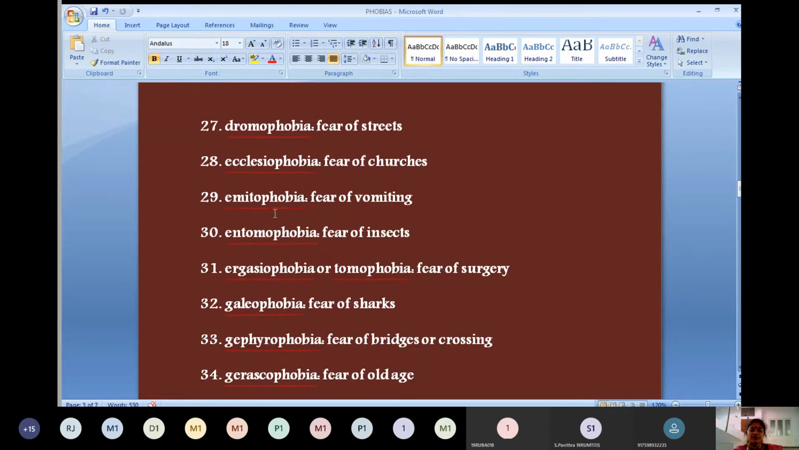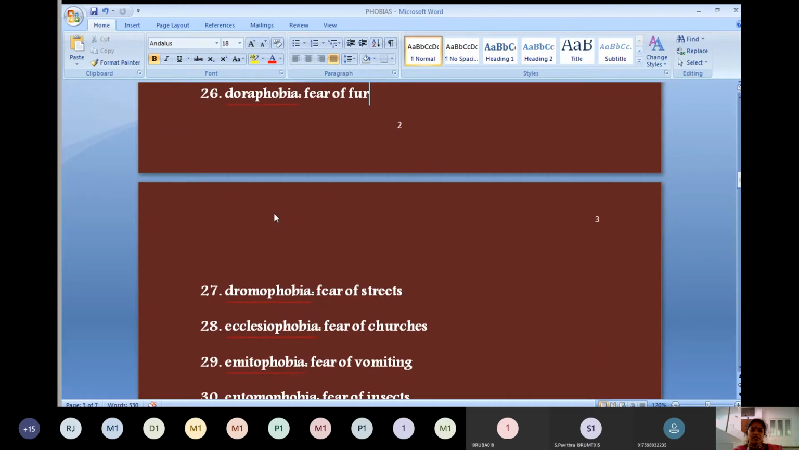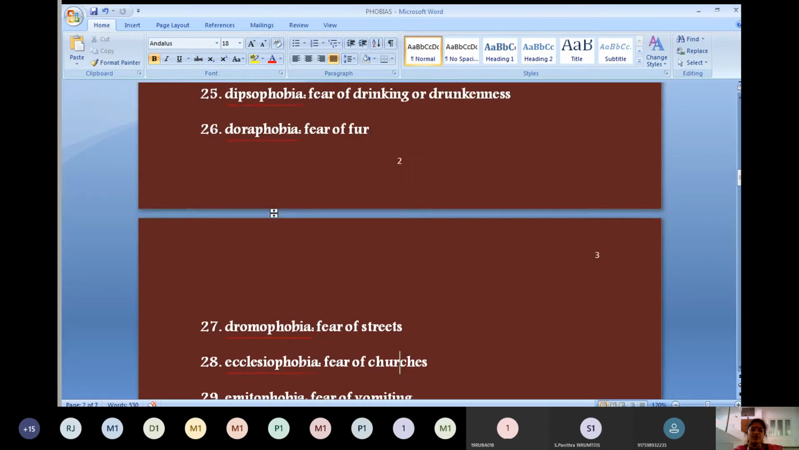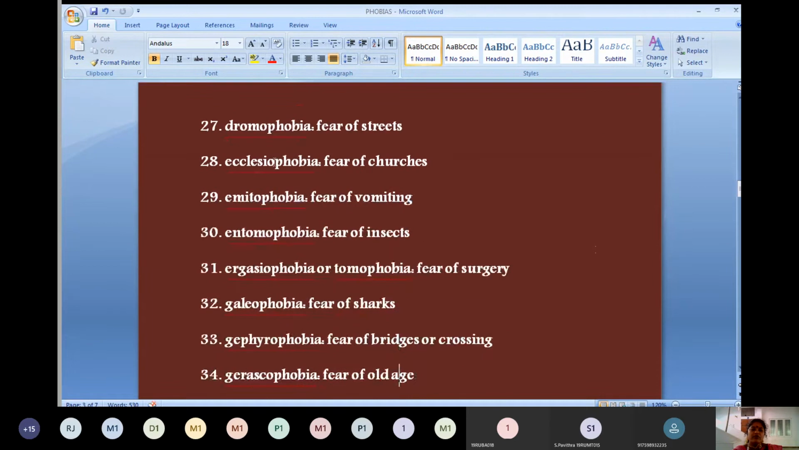Acrophobia. The fear of streets is called Dramophobia.